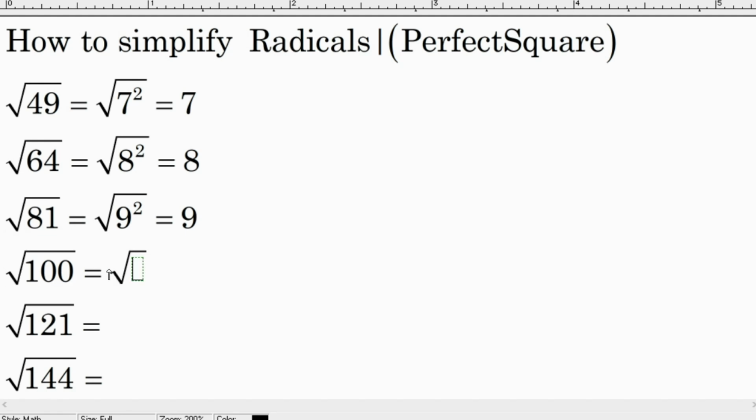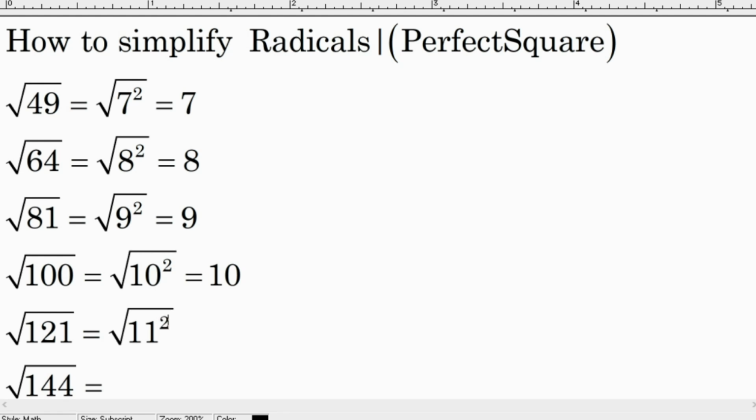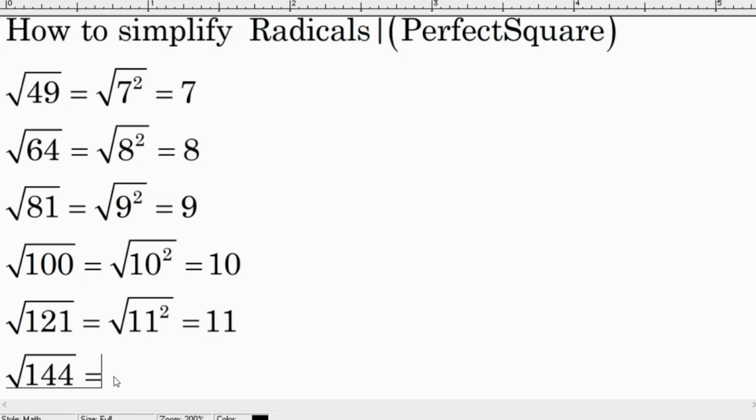And the square root of 100 can be written as the square root of 10 squared, then equal to 10. We have the square root of 121, which can be written as the square root of 11 squared, then equal to 11. And here we have the square root of 144, which can be written as the square root of 12 squared, then equal to 12.